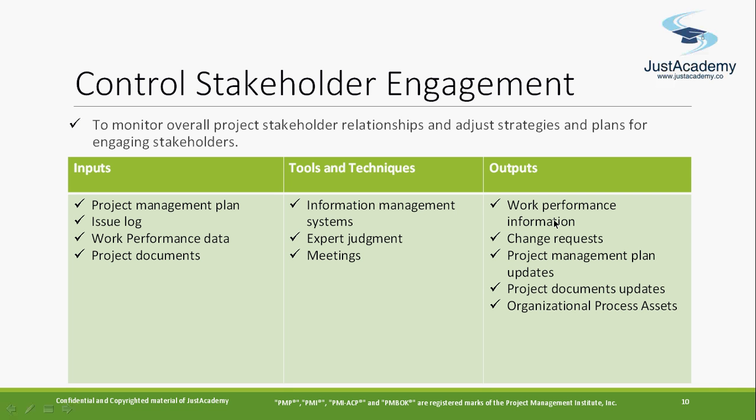The outputs, since it's a control process, you will have all four outputs: work performance information, which will give the status, change requests, project management plan updates, and project documents or organizational process assets updates. So this will be the output as part of control stakeholder engagement.